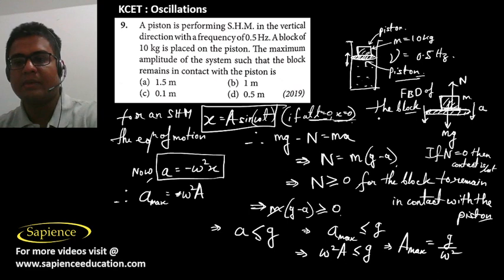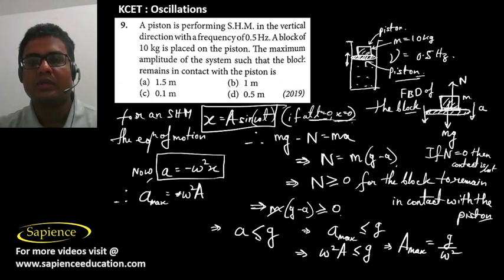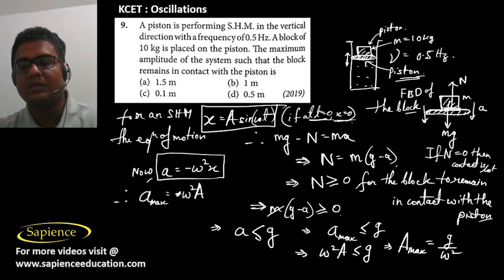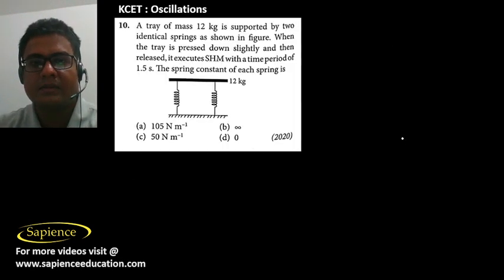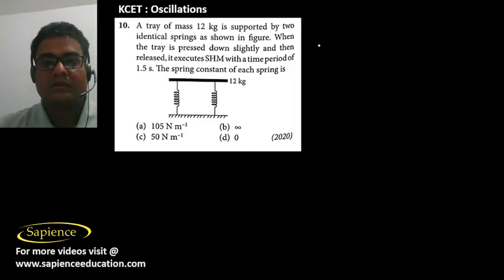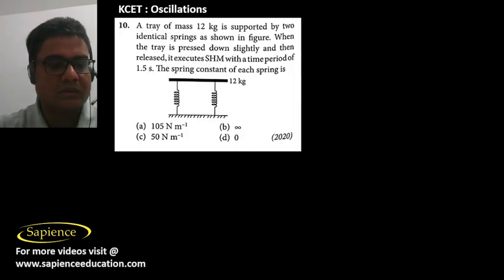So the maximum amplitude that the system, the system of the piston and the block, can have is 1 meter. Okay, then we shall solve the last question of our class on oscillations.